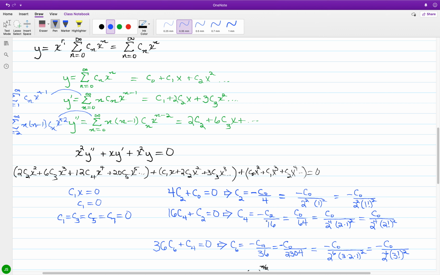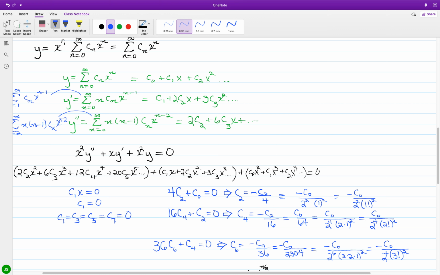So I have c of 2, I have negative c naught over 2 squared times 1 factorial squared. Now for c of 4, I'm going to have c naught over 64, but branching out, I'm going to have 2 to the 4th power, where the power is the same as the subscripted value for the constant, and I'm going to have left over 2 squared, or 2 times 1 squared.